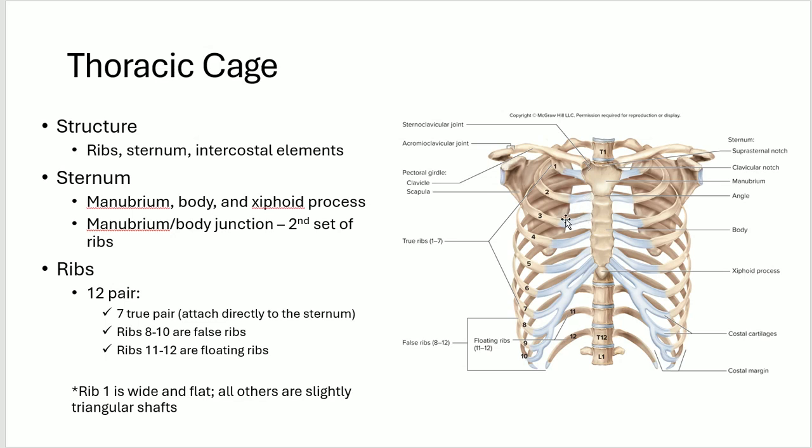They wrap directly around from front to back, attach directly to the sternum. Ribs 8, 9, and 10 are false ribs. Their cartilage attaches to true rib number 7 cartilage. And then we have our floating ribs, number 11 and 12, with no cartilage. They just wrap around from the back and stop, and they are pointy. And then rib number 1 is wide and flat, whereas the others have kind of triangular shafts.